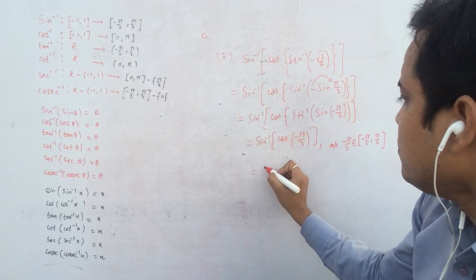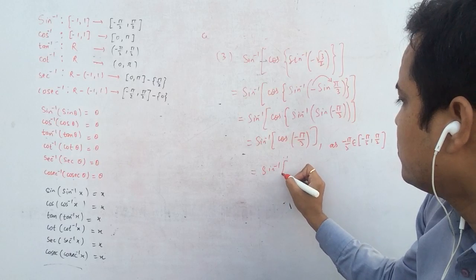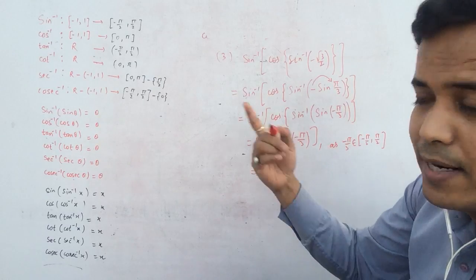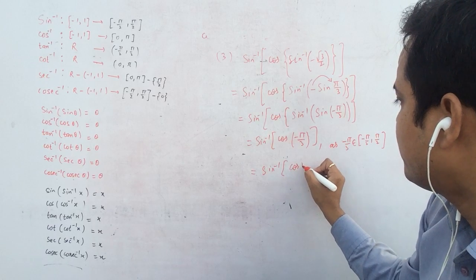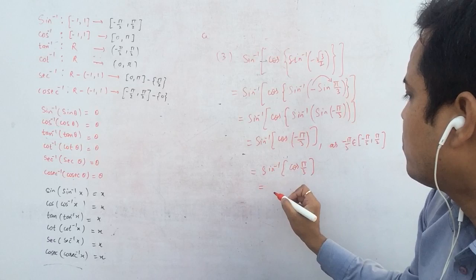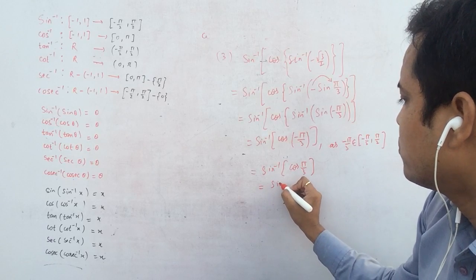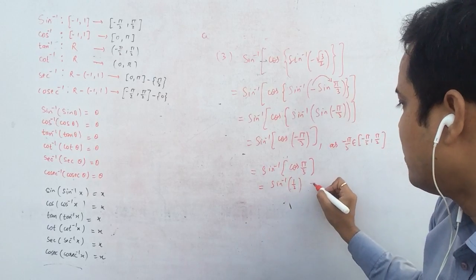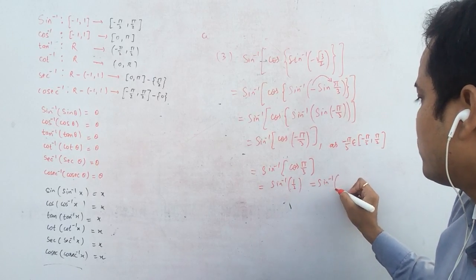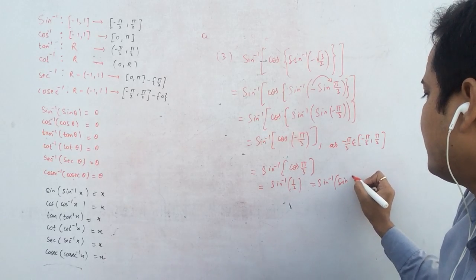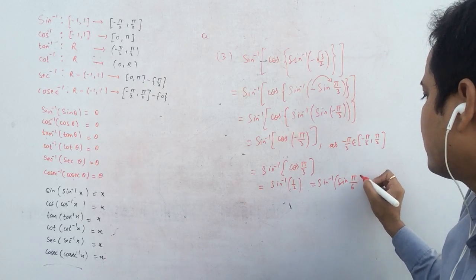So sine inverse, now cos of minus theta is minus cos theta or positive cos theta? It is positive cos theta, cos of pi by 3. And what is cos 60? Cos 60 is 1 by 2. So here you can write 1 by 2. What is sine inverse 1 by 2? The value of 1 by 2 is sine 30. So sine 30 can be written as pi by 6.